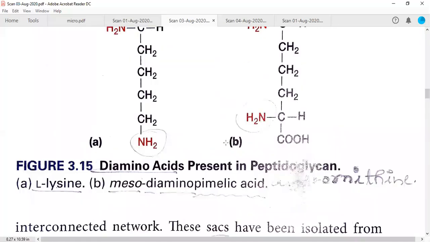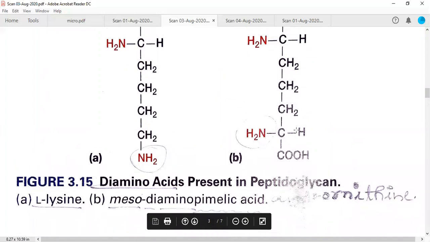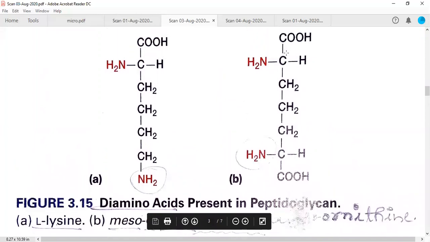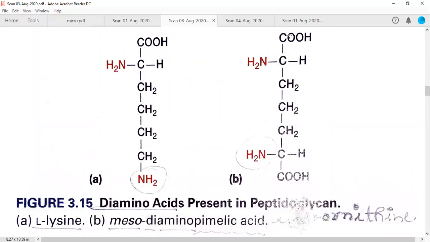So from this it is more visible. So this is meso-diaminopimelic acid, this B structure. So this B structure you can see here, this is alpha carbon, this is having COOH, NH2. This is also having one alpha carbon here, which is having NH2 here also.